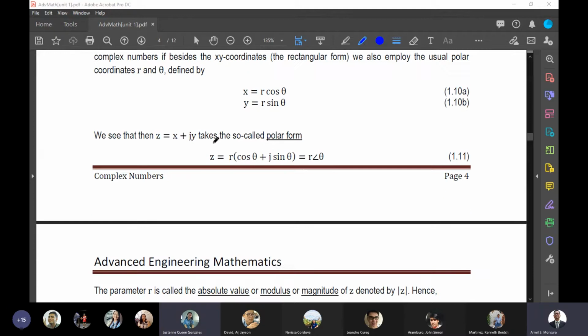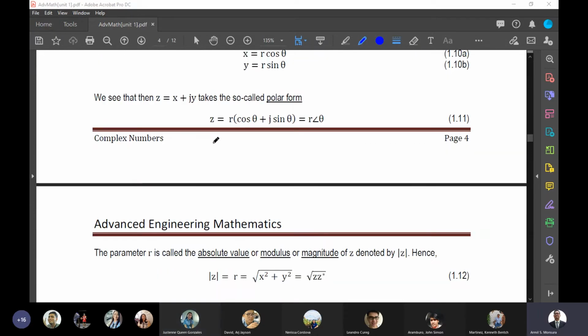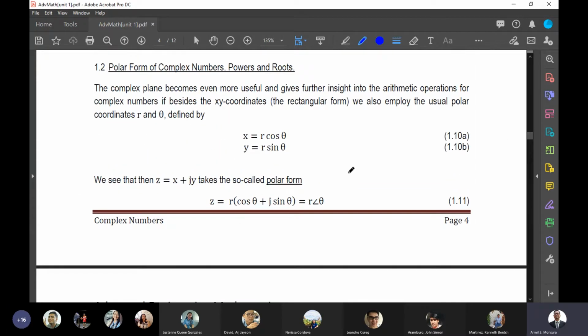Sir, based po sa notes ko po, sir, nakapag-polar form po tayo. Nakapag-polar form tayo. So, if you can remember, we have already discussed this part wherein we can convert your number, say for example, z equals a plus bi, into polar form as r bar angle theta, where we can compute for r as the square root of a squared plus b squared, and theta as the arctangent of b over a.